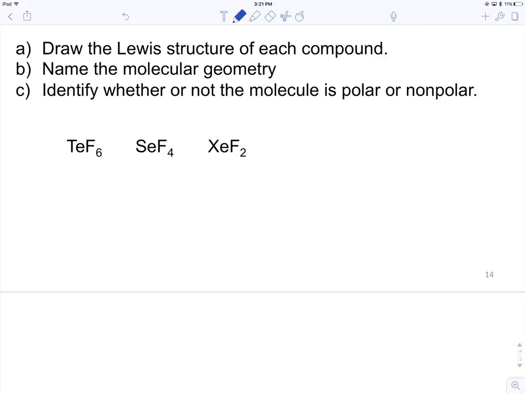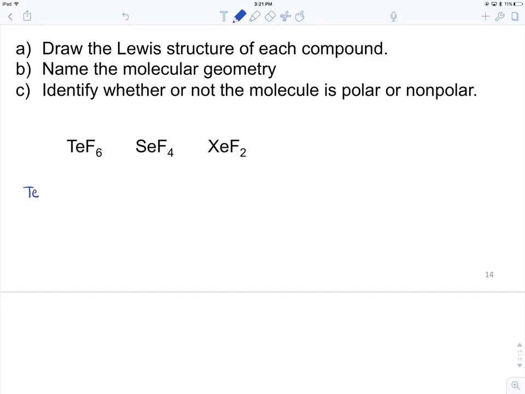Hi everyone. In this video we're going to go through the answer to the questions here. We'll be drawing Lewis structures, naming molecular geometry, and then identifying whether the molecule is polar or non-polar. So the first step of drawing Lewis structures is to count your electrons.